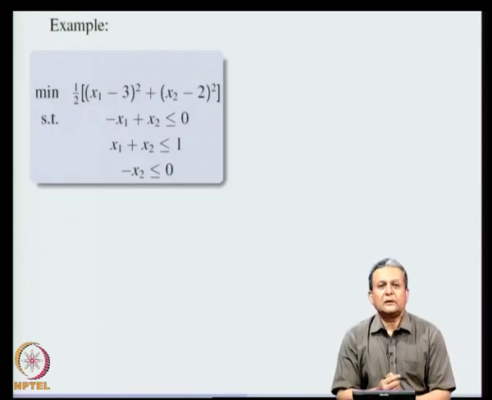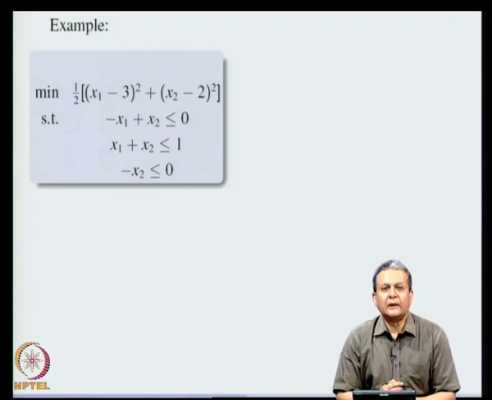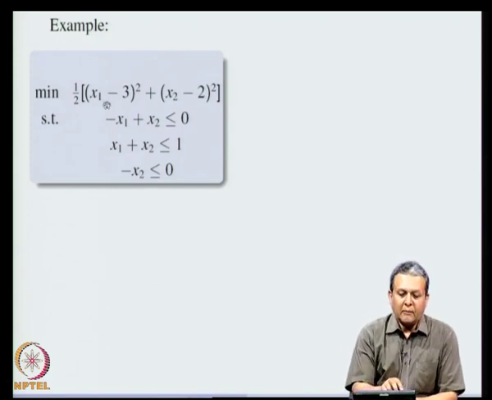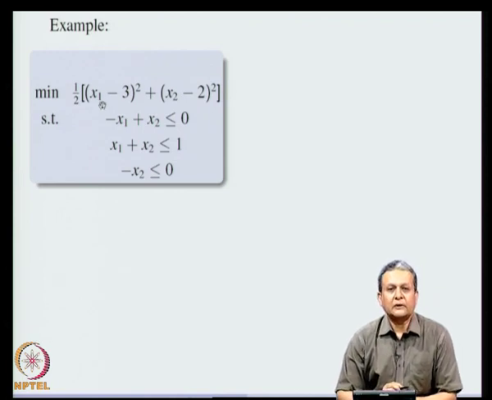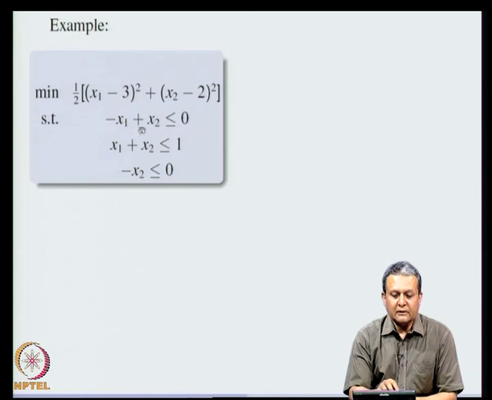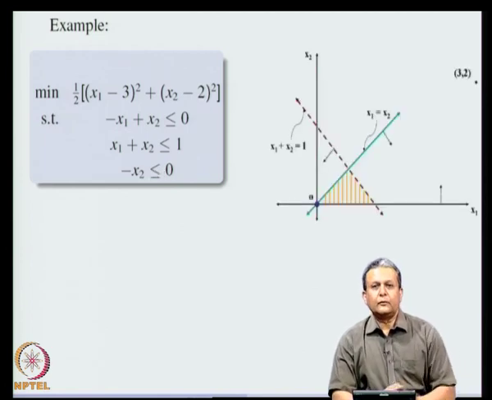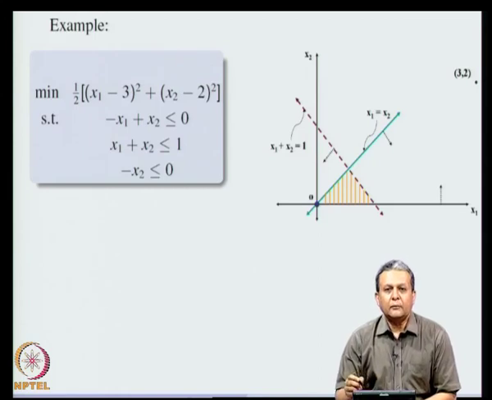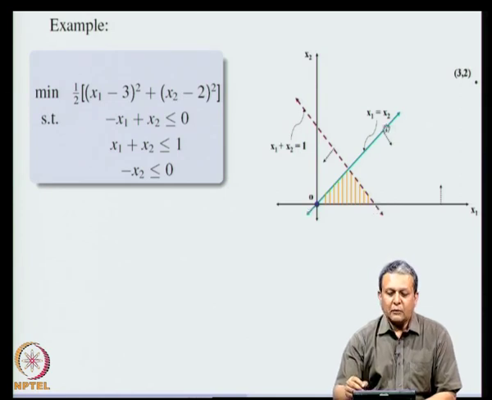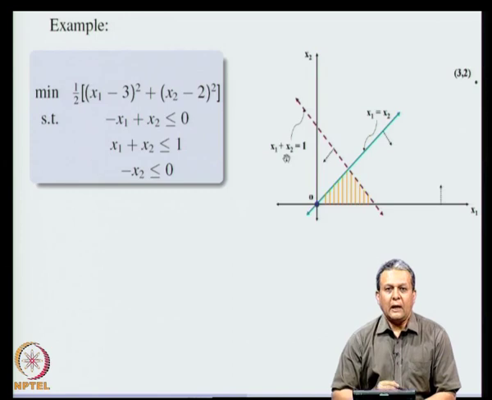For example, let us consider this problem which we have already seen. Minimize half of (x1 minus 3) square plus (x2 minus 2) square subject to the constraints minus x1 plus x2 less than or equal to 0, x1 plus x2 less than or equal to 1, and minus x2 less than or equal to 0. Now, on the right side you will see the constraint set. So, this line corresponds to x1 equal to x2 and this line corresponds to x1 plus x2 equal to 1 and x2 greater than or equal to 0.